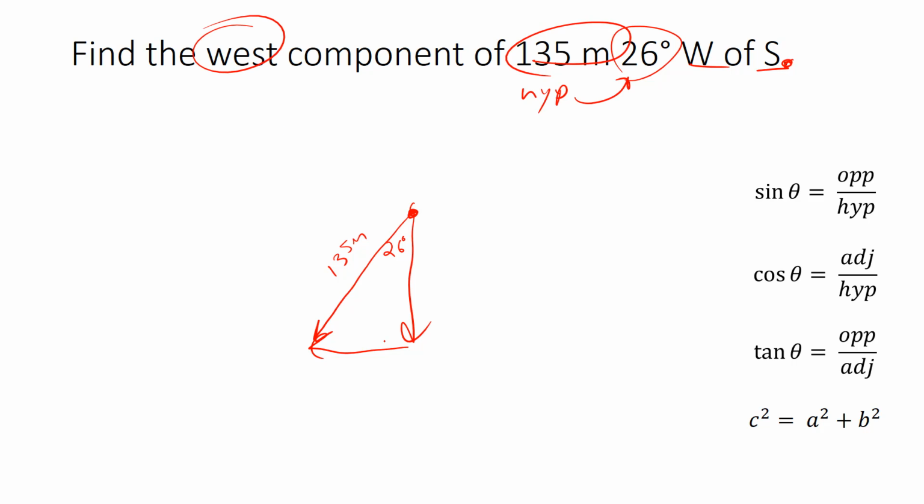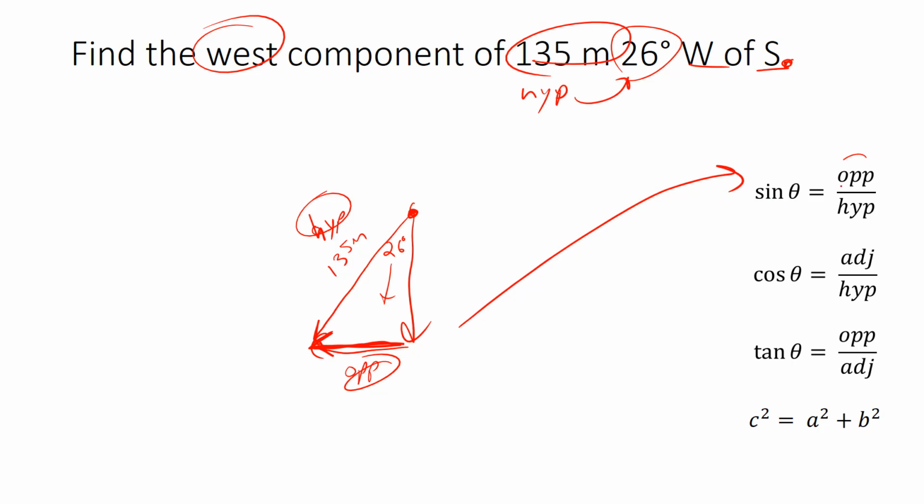We're trying to find the west component. So you look at which arrow you drew that is west. There's only one arrow drawn west, and we notice that the 26 degrees opens up to it, so this is your opposite. The longest side is your hypotenuse, 135. Having a hypotenuse and an opposite, we're not concerned with the other side, so this is going to lead you to using sine.